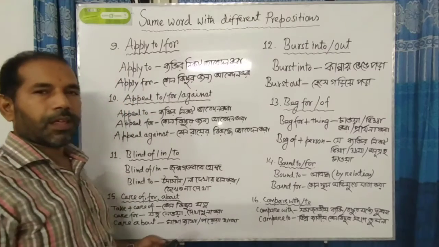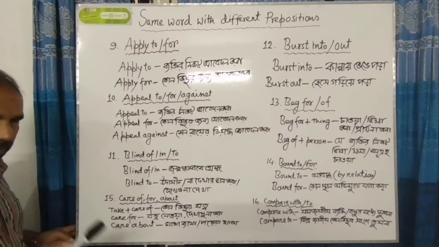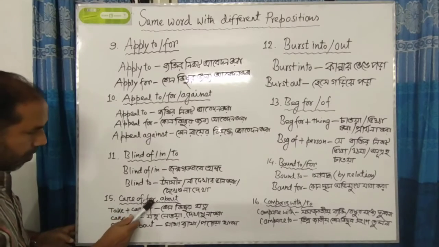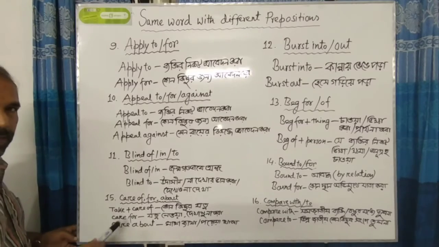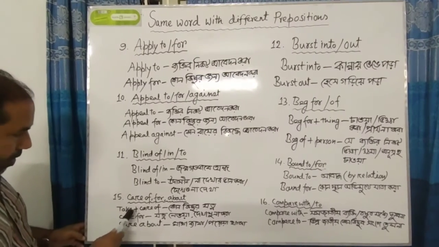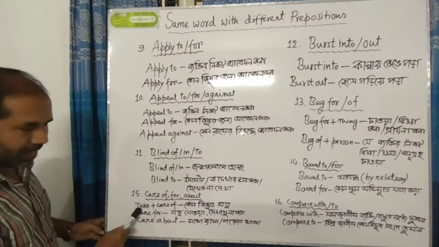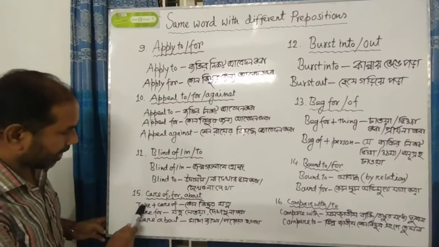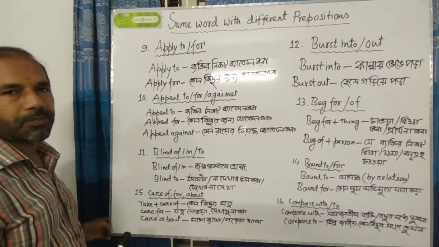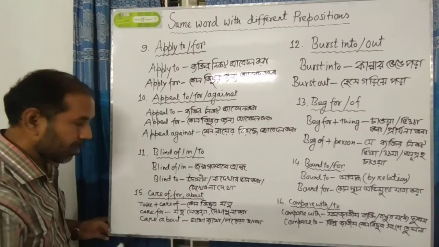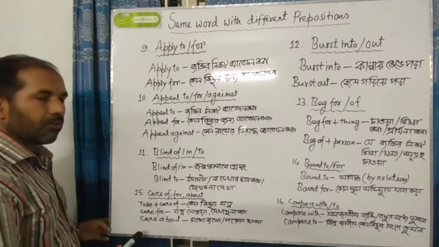Dear students, now I am going to number 15. Care of, for, about. There are three uses here. You have to remember them. Before care of, we have to use the verb take. We say take care of your health. তোমার স্বাস্থ্যের যত্ন নাও. Take care of your health, কোনো কিছুর যত্ন.